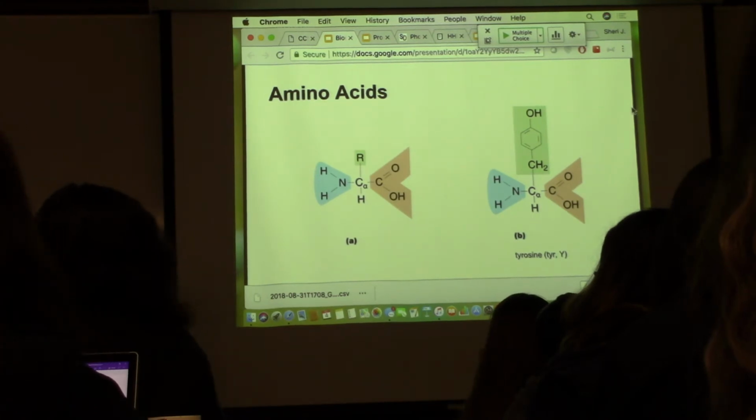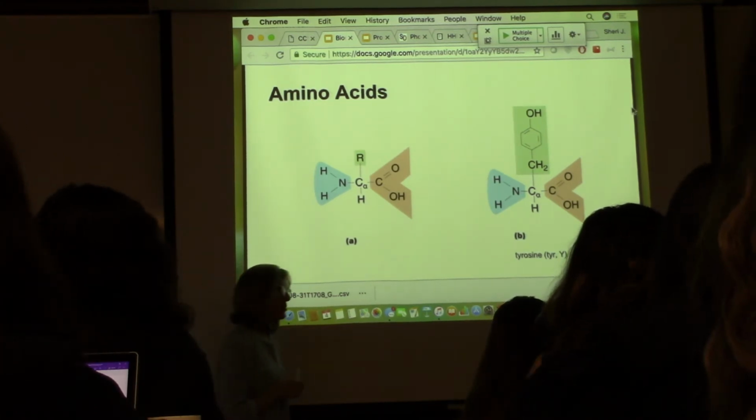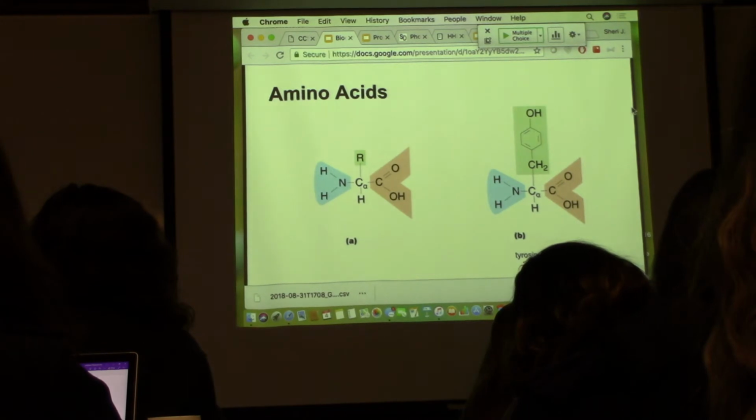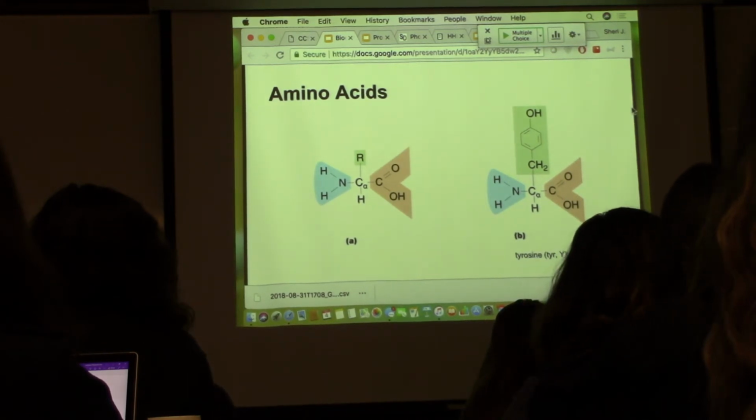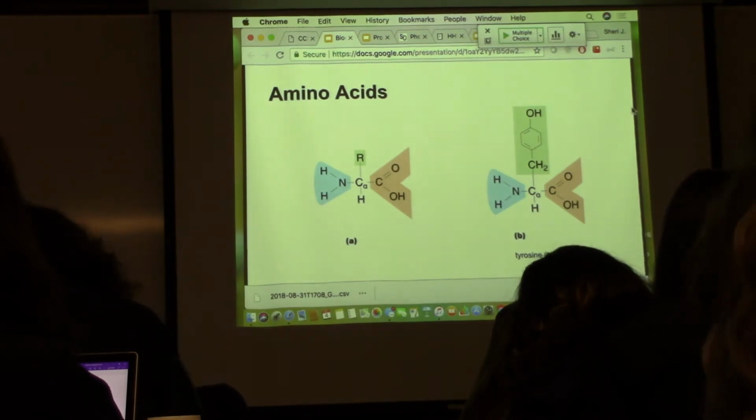Proteins are made of amino acids. Remember last time we were talking about monomers and polymers? Sound familiar? So in this case, the polymer is the protein. It's many amino acids put together. And the monomers are these amino acids. So here are 2 amino acids.